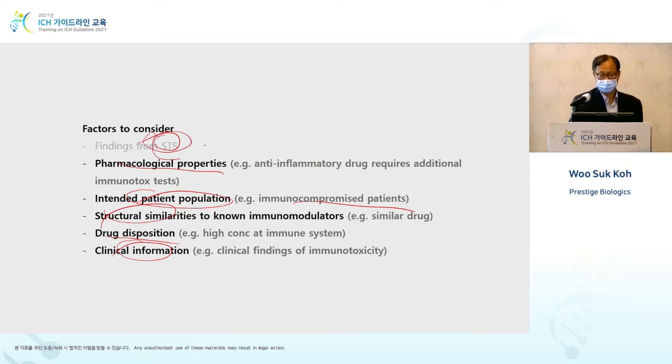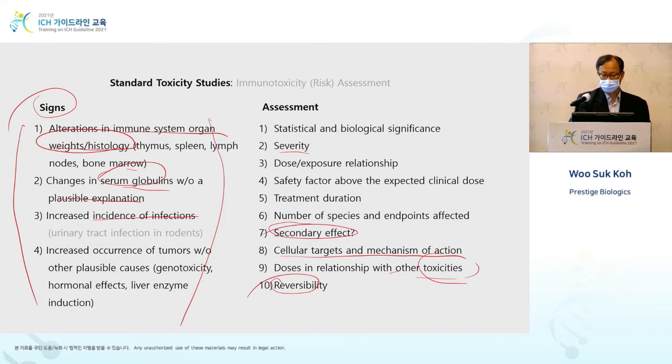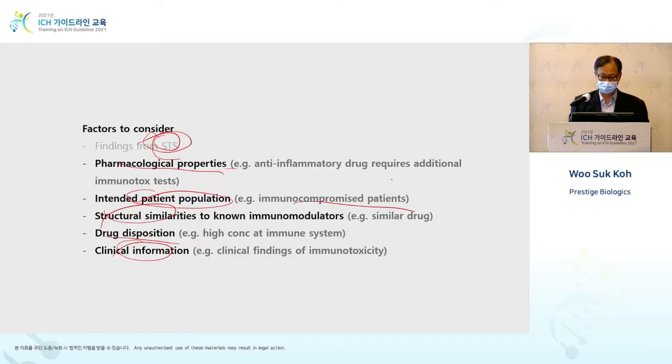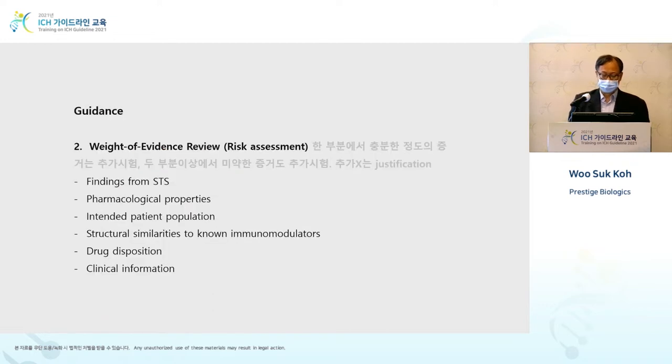Standard toxicity program, what was the findings and what is pharmacological property identified? And the signs. And on a 1 to 3 scale, 1 lowest, 3 the most severe. So if the severity level is 3, then we convert it into a scoring system. So we calculate the overall score for one item.